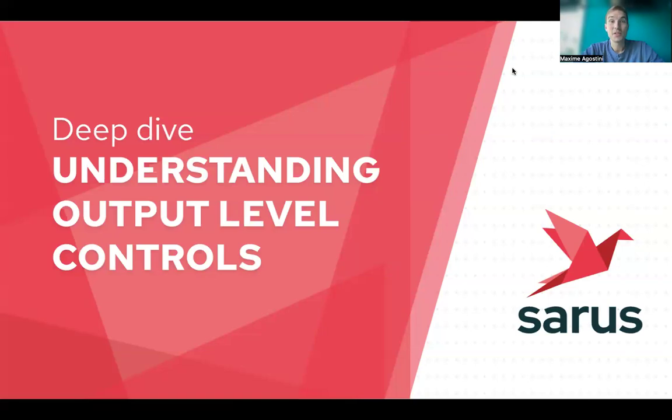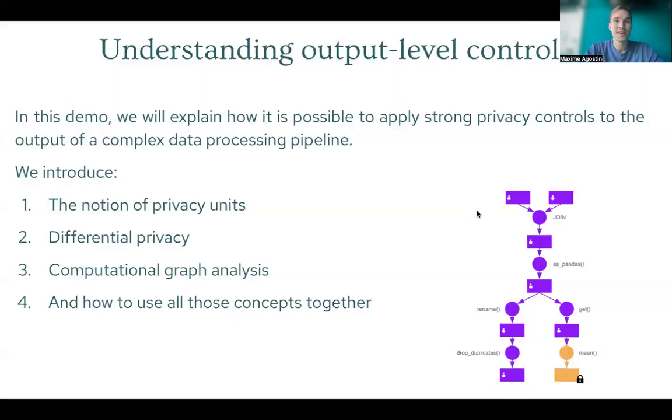Today, we're going to do a deep dive into understanding output level controls, which is controlling the privacy of outputs for a complex computation. We'll explain how it's possible to keep strong privacy controls even when you have a very long and complex data processing pipeline. To do this, we'll introduce the notion of privacy units, which is the entity we want to track and make sure their privacy is protected.